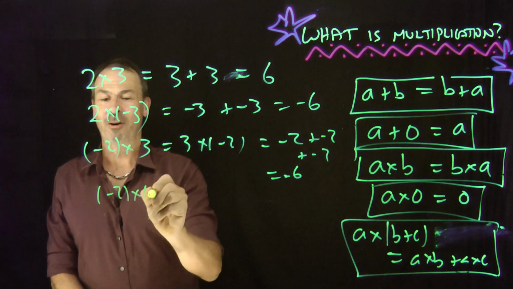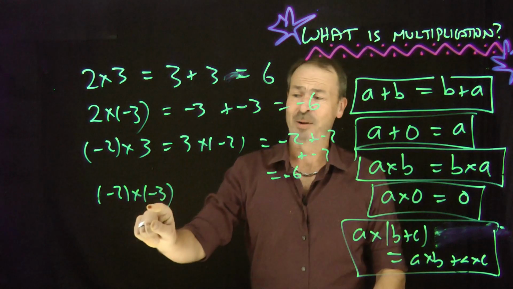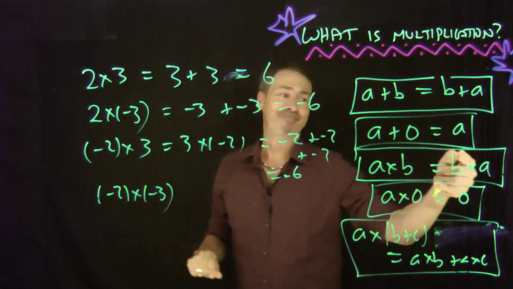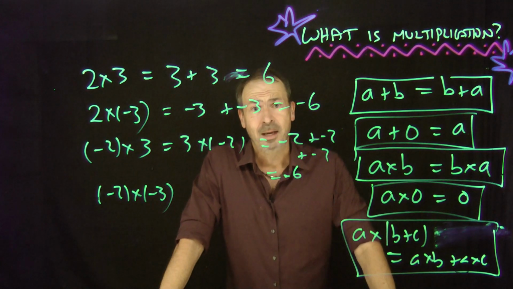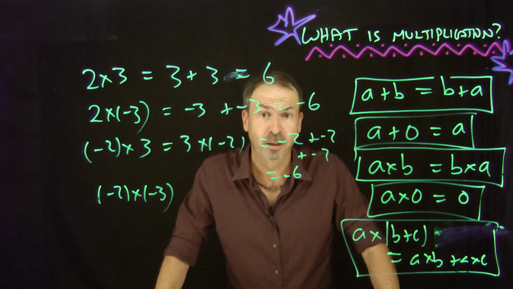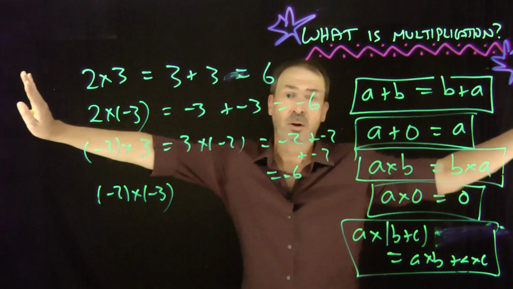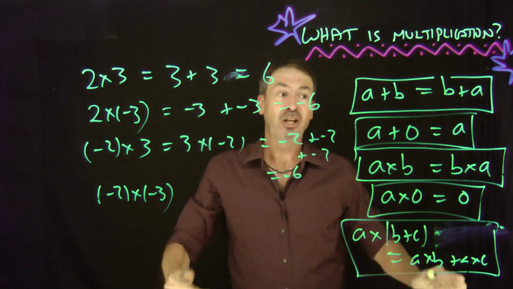Well, it gets a little bit worrisome for this one. Negative 2 groups of negative 3? No idea. Negative 3 groups of negative 2? No idea. Not helpful. So what should that be? Now, people really struggled with negative numbers throughout the history of humankind, all the way through. It wasn't until the 1800s, very late in the history of mathematics, that mathematicians actually did exactly this.